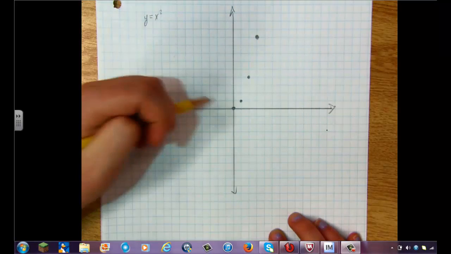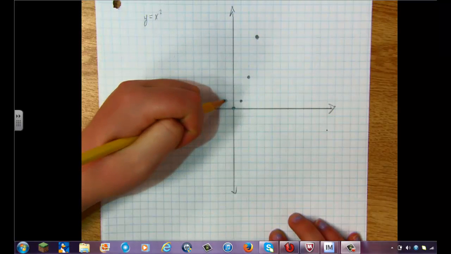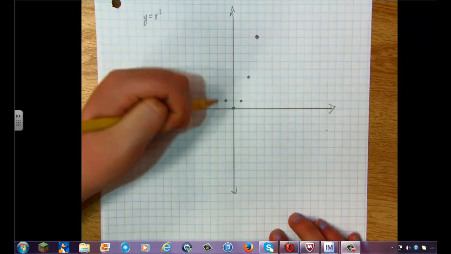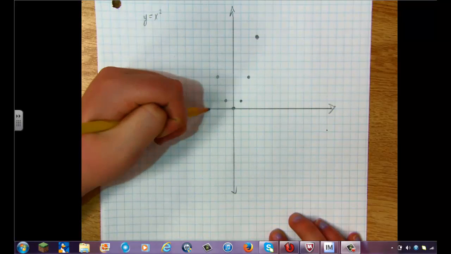The same thing for negative 1 squared is 1. Negative 2 squared is 4. Negative 3 squared is 9.